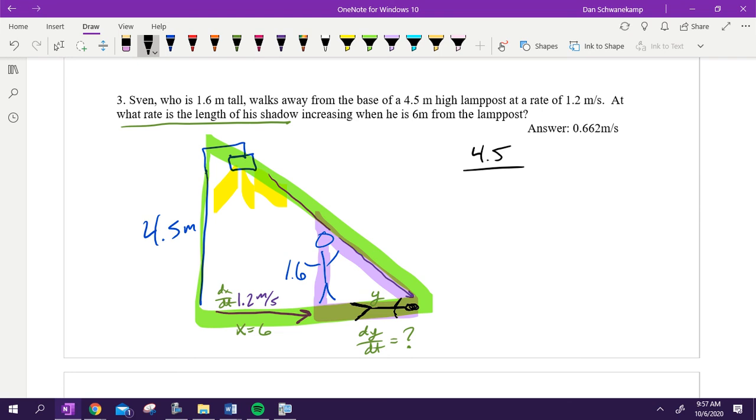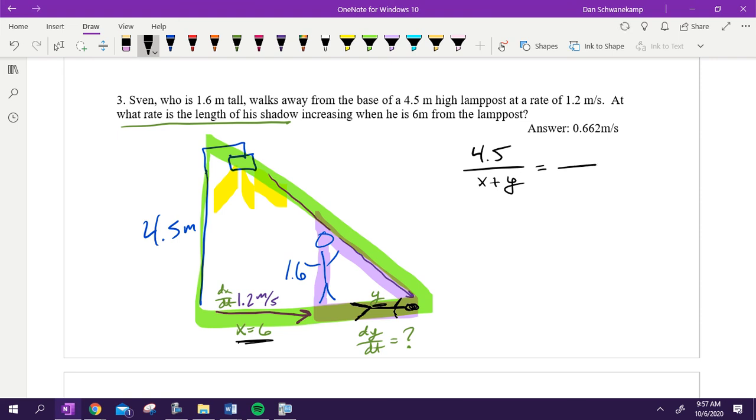On the big triangle, I've got 4.5 as the left side, and the bottom would be what here? x plus y. We don't want to say 6 plus y because that 6 is changing, because the distance from the pole to the light is changing. So this is a variable, x. This is y. x plus y is going to get me the whole bottom.